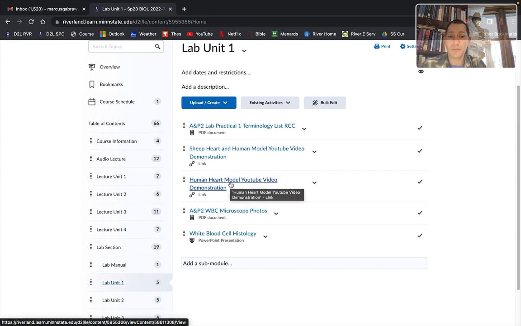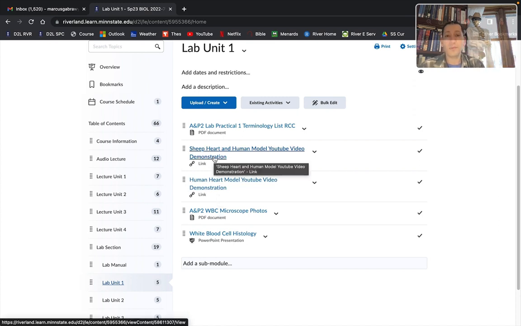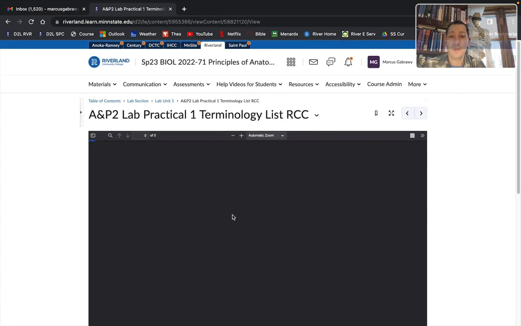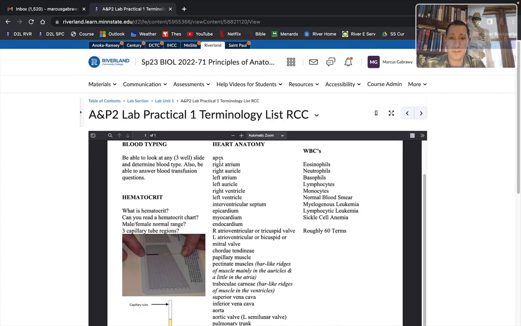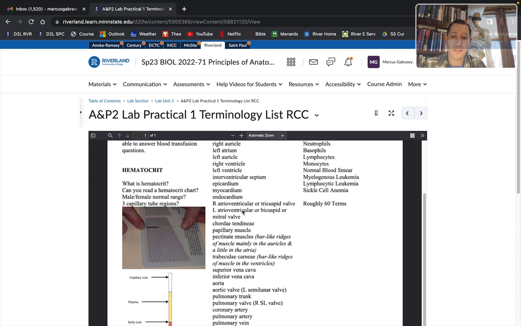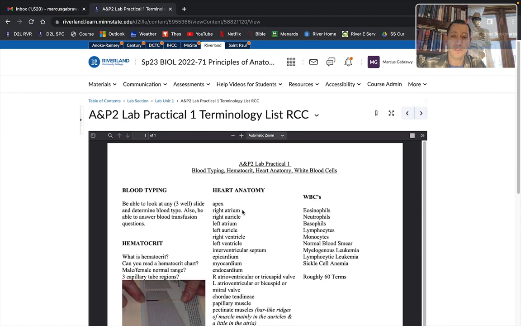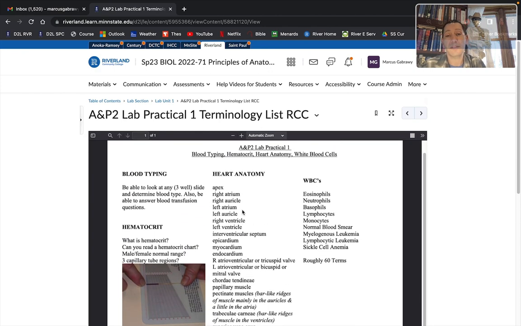Here's another demonstration video. These videos tell you what's what. They basically take you through this terminology list, and I point and say, here's the apex, here's the right atrium, here's the right auricle, here's the left atrium, and they take you through everything you need to know. Here are the terms that you're going to be asked about.